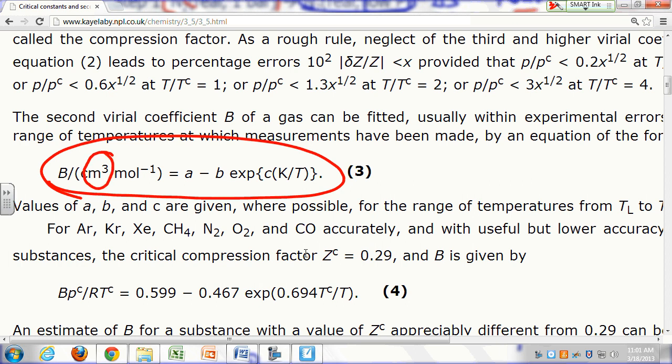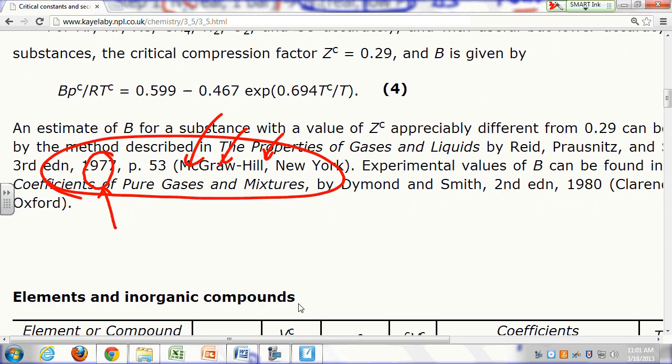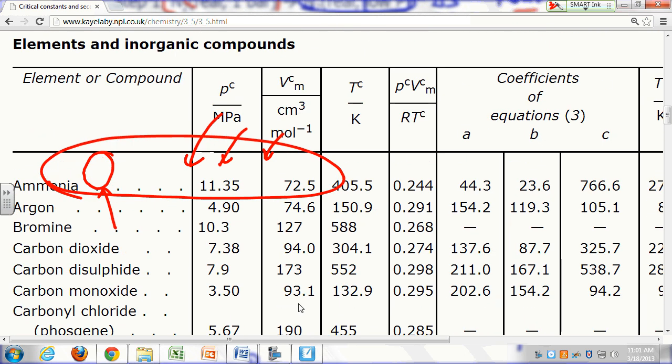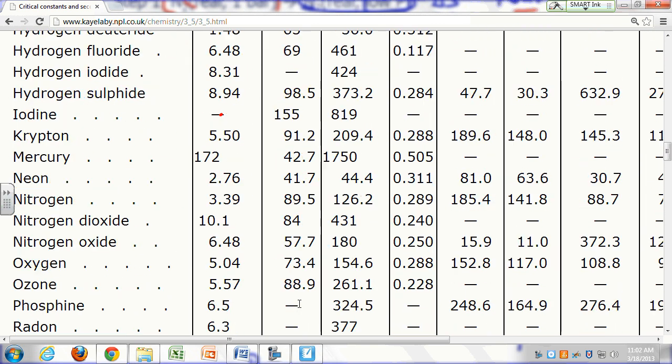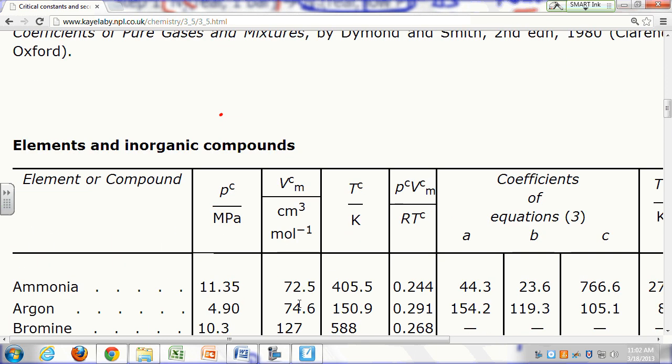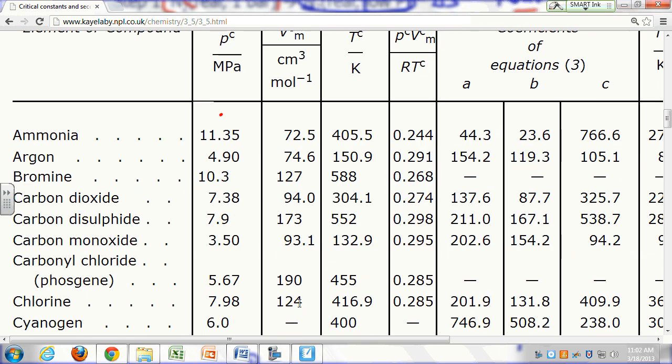But keep an eye on this one. Be alert to that one. That's cubic centimeters. So that's milliliters per mole. Okay? So just make sure your units are consistent. Now, these constants A, B, and C are tabulated for various gases down here, okay? So, for example, for nitrogen, what is it? Nitrogen right here, the constants A, B, and C. Those are the coefficients for your virial equation, the dependence of the second virial coefficient on temperature.